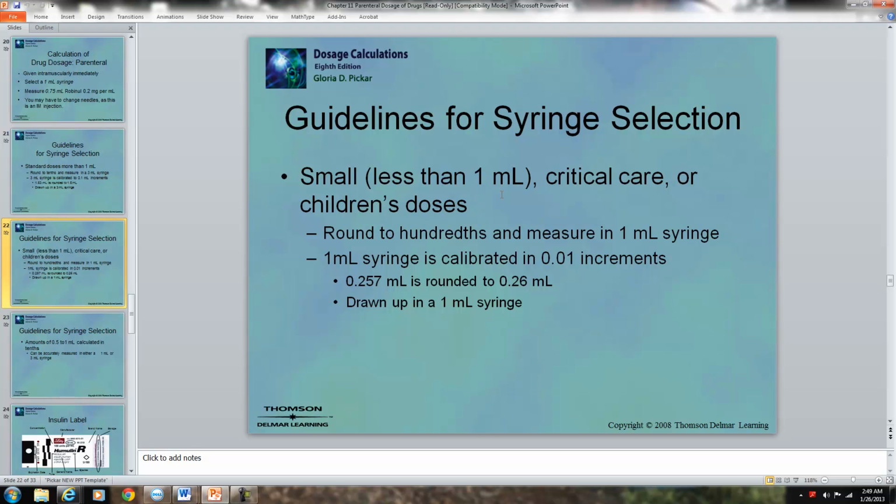Small doses less than 1 milliliter for critical care or children's dosage, you want to round to hundredths place and measure in a 1 milliliter syringe. A 1 milliliter syringe is calibrated in 1/100th increments. So if you had 257 thousandths, that has to round to 26 hundredths of a milliliter. So you would draw that up in the 1 milliliter syringe.